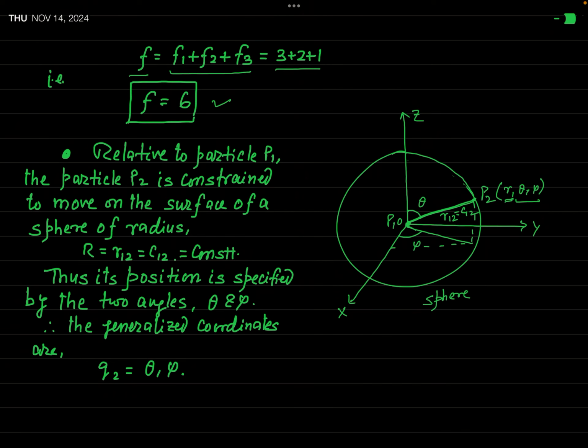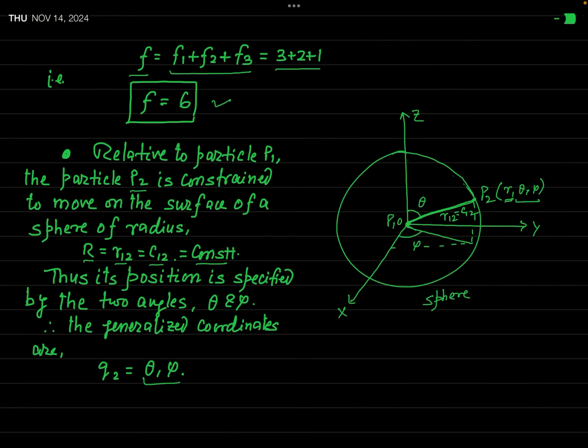So for describing the motion of particle P2 relative to P1, we will need only two independent variables, and those independent variables are theta and phi, and these are angular coordinates. So in this case, the generalized coordinates are theta and phi. You can see I have mentioned that relative to particle P1, the particle P2 is constrained to move on the surface of a sphere of radius r, which is equal to r12 equal to c12, and that is constant.